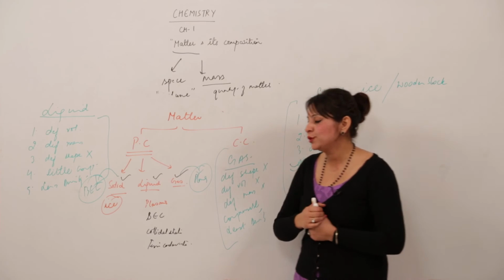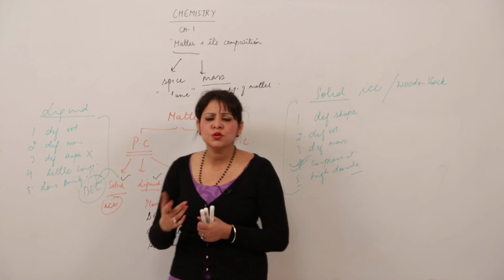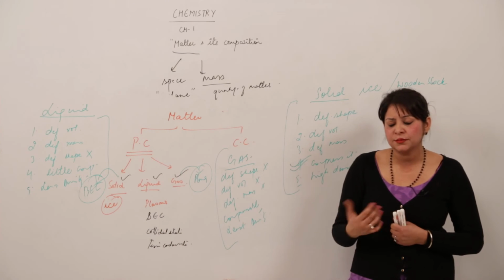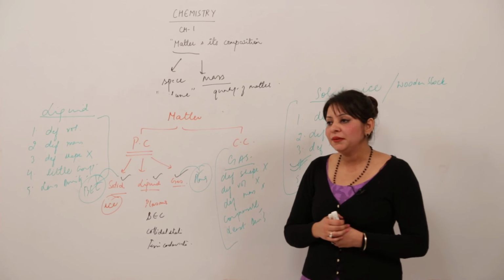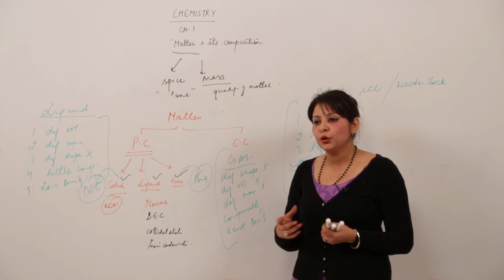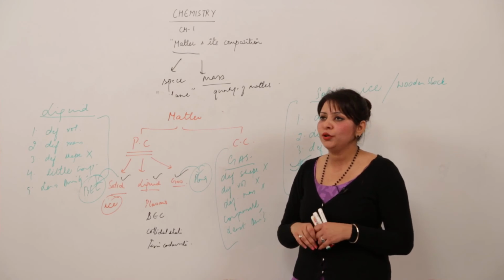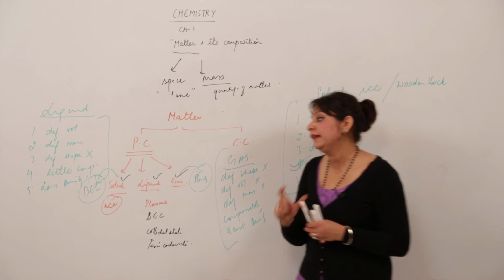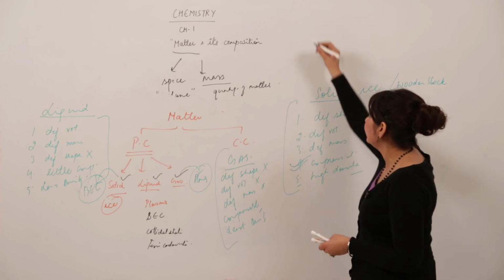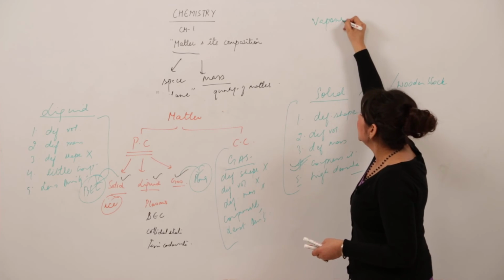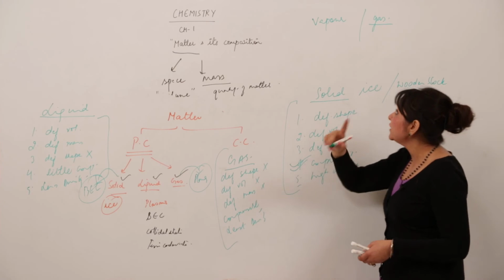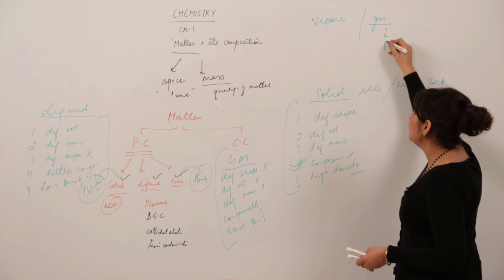One more thing I want you to know: we often use the words vapor and gas, but we don't know actually what the difference is between them. Sometimes somebody says O2 is a gas, sometimes O2 vapor. But there is a difference between vapor and gas. Now what is that difference? A substance is said to be a gas which exists as gas at room temperature.